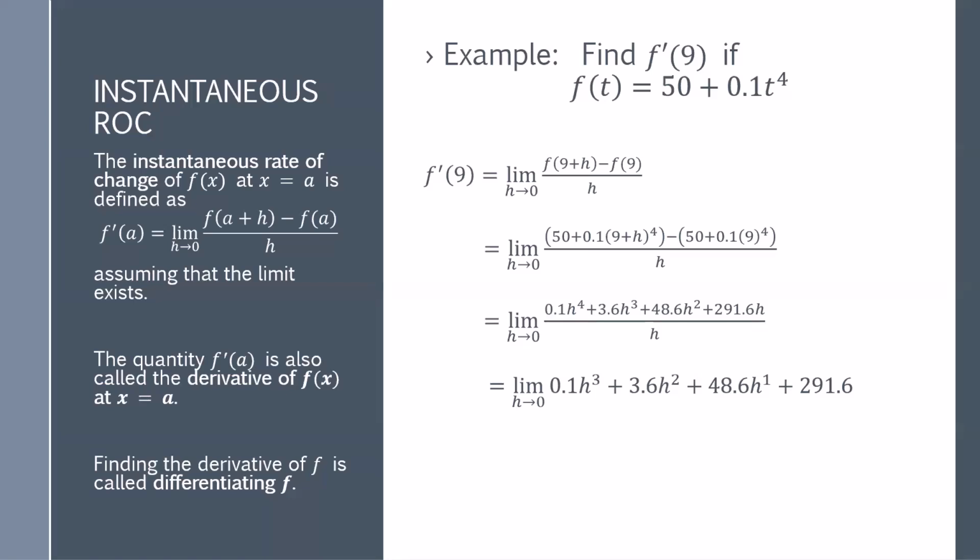Dividing out the common h, we get 0.1h cubed plus 3.6h squared plus 48.6h to the power of 1 plus 291.6. Now as h goes to 0, the first three terms are all going to go to 0, and we end up with 291.6.